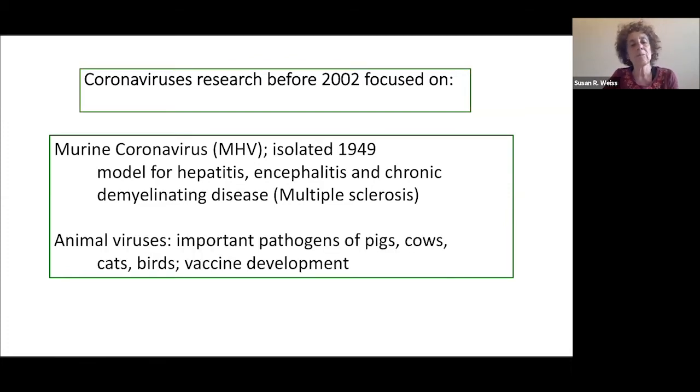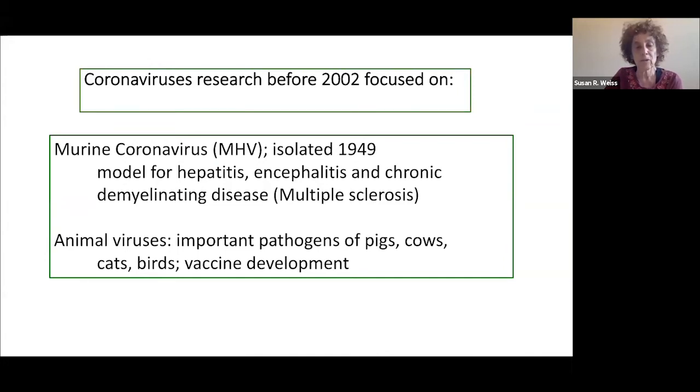In addition, animal coronaviruses were studied for quite a long time. They're important pathogens of pigs, cows, cats, birds, and there was a lot of vaccine development done with these viruses way back. I found references to IBV, the chicken coronavirus, back into the 30s. And so these two were the main foci of studies of coronaviruses until SARS emerged.